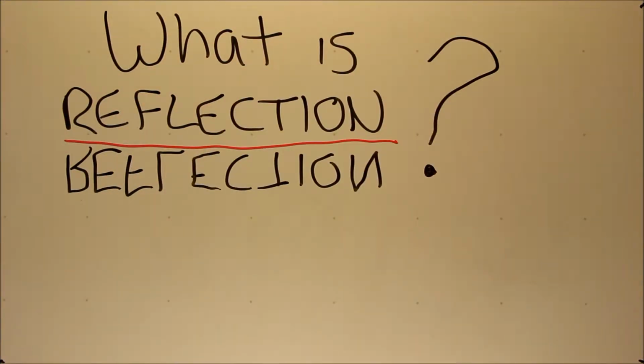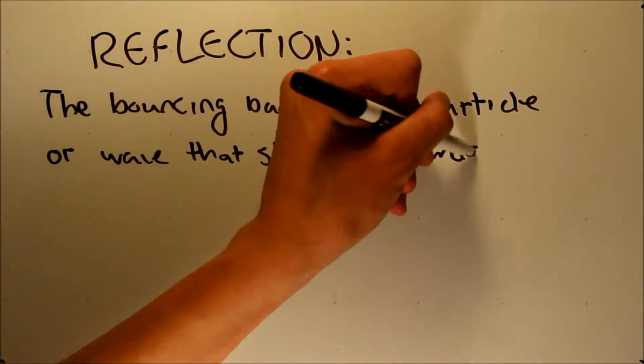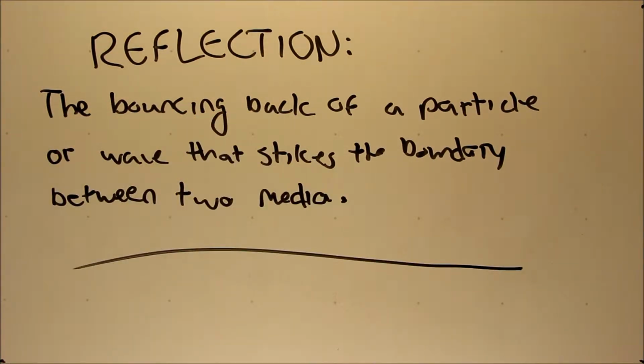Let's start with a basic question. What is reflection? Our textbook defines reflection as the bouncing back of a particle or wave that strikes the boundary between two media. This is basically stating that a source of energy is bouncing off of a reflective surface.